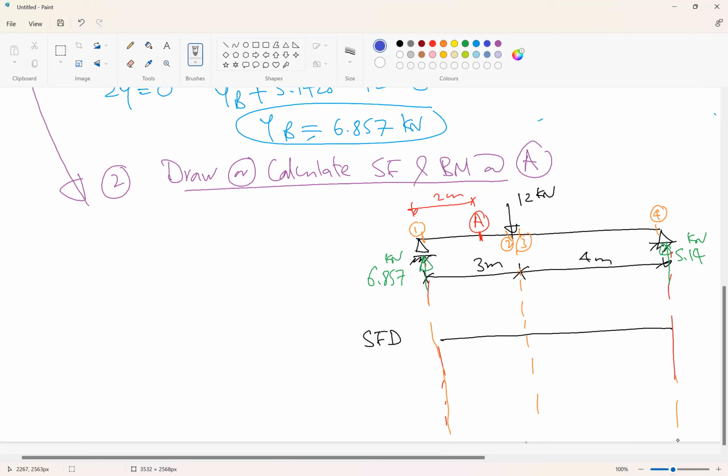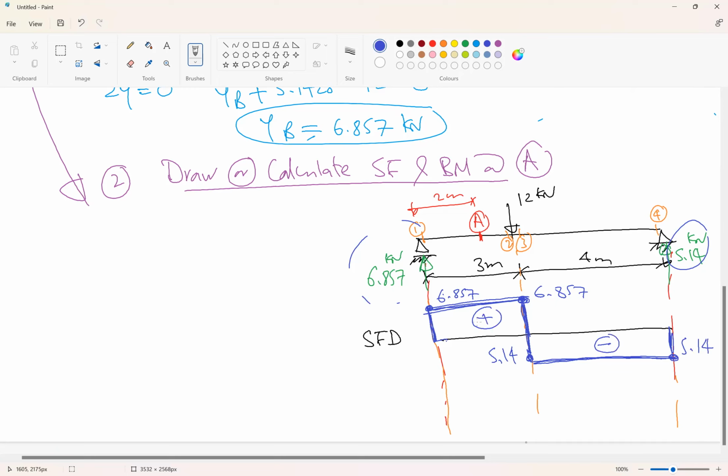Here, the shear at section 1 will be 6.857, and we'll go straight because there are no forces, 6.857. Then we drop 12, so we go to minus 5.14, and then no load, so straight. Then this will close the diagram. So this value is 5.14. This shear is negative, this shear is positive.